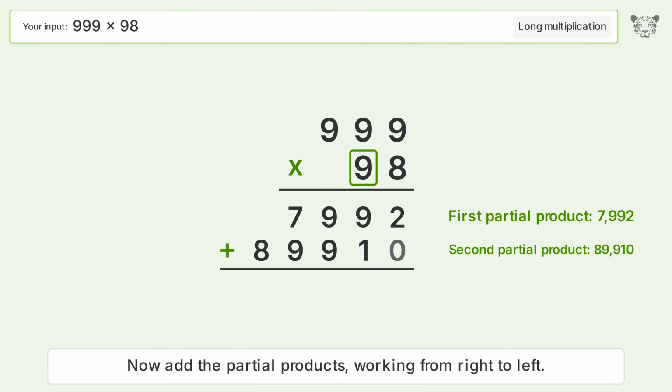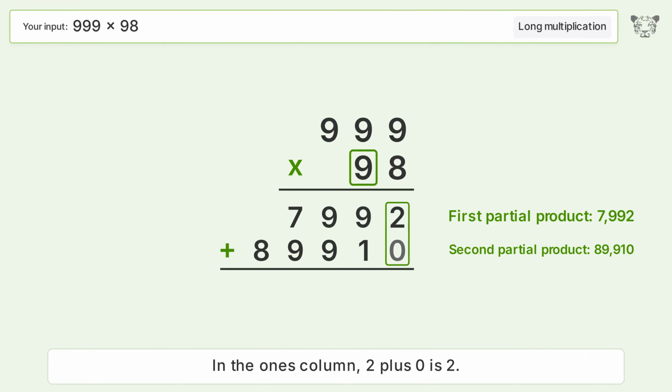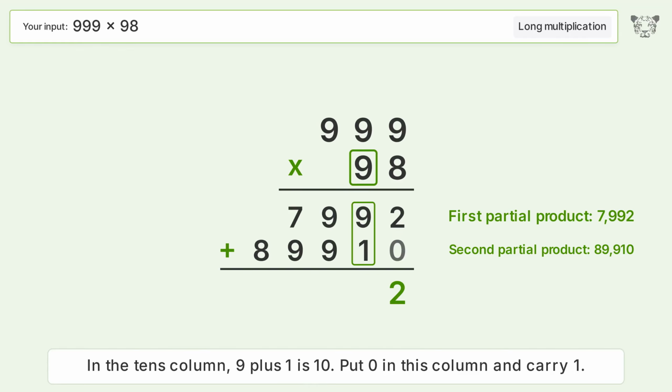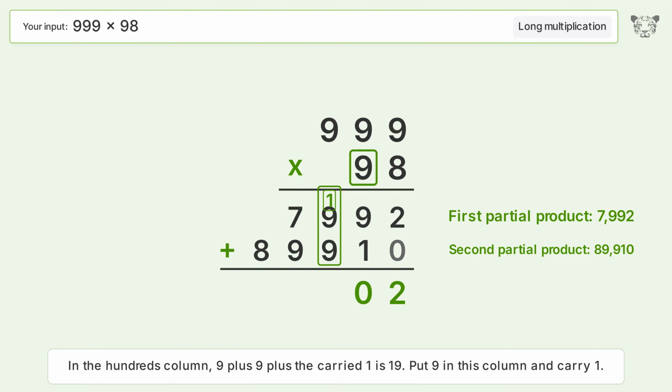Now add the partial products, working from right to left. In the ones column, 2 plus 0 is 2. In the tens column, 9 plus 1 is 10. Put 0 in this column and carry 1. In the hundreds column, 9 plus the carried 1 is 10. Put 9 in this column and carry 1.